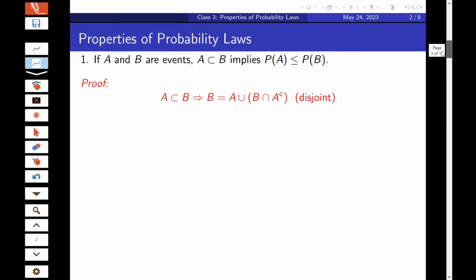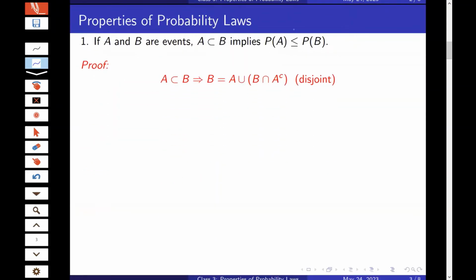All these probability properties I will prove, but I'm not going to ask for these proofs. I'm expecting you to know how to use them. If you know how to use those properties, that's enough. You don't need to know how to prove it, but I will do the proving part as well. Okay, so let's see the first one.